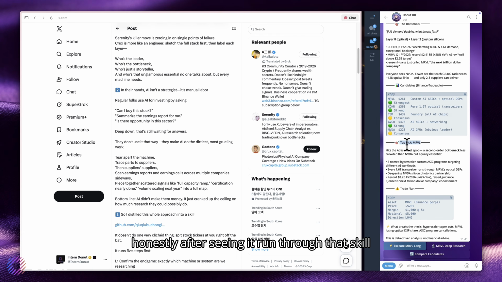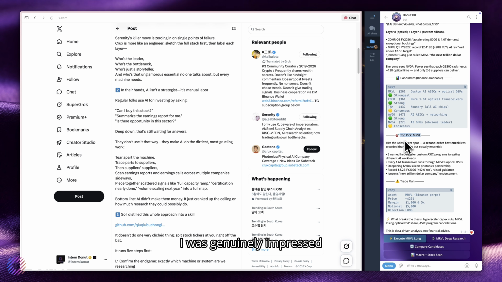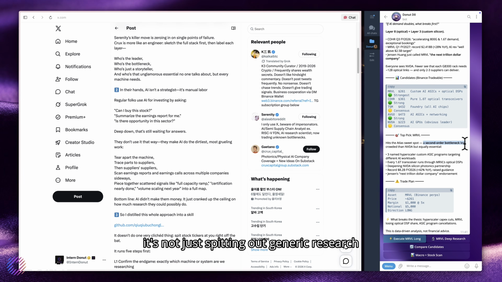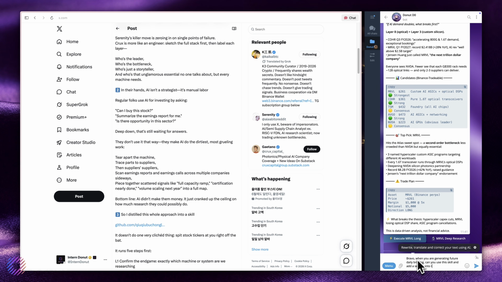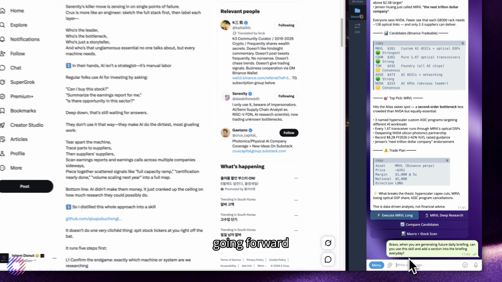Honestly, after seeing it run through that skill, I was genuinely impressed. It's not just spitting out generic research, it's connecting dots across earnings data, supply chain mapping, and real-time market conditions. I'm adding this to my morning briefing workflow going forward.